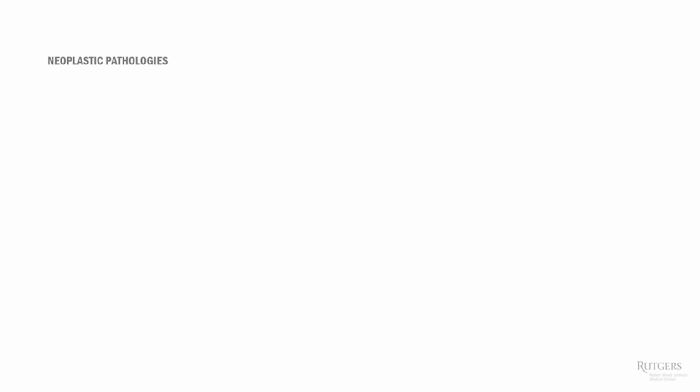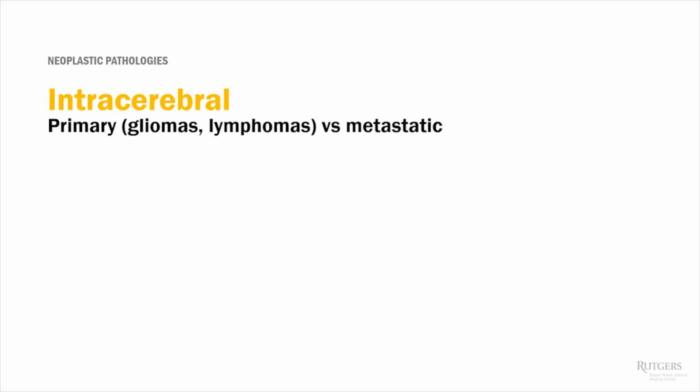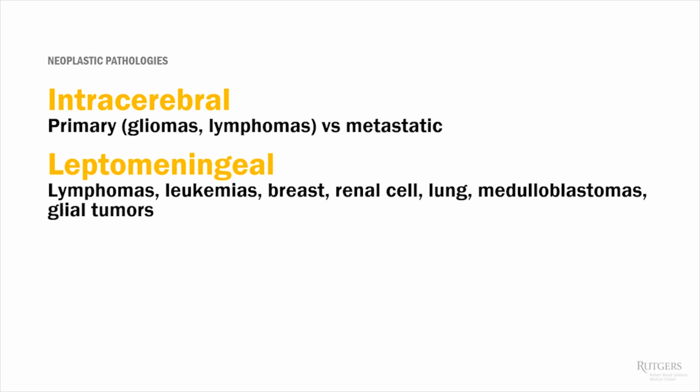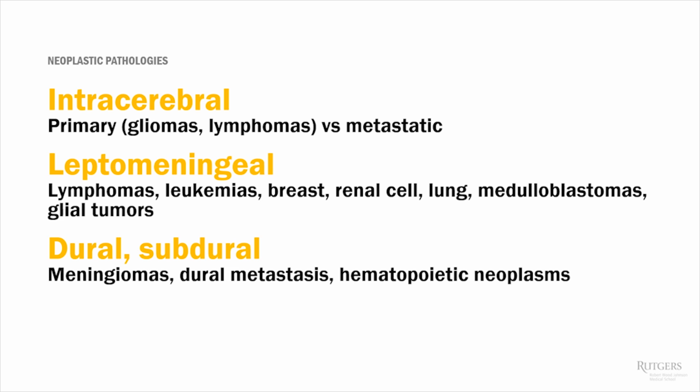Next up, tumors. Neoplastic lesions causing coma are generally either massive intracerebral tumors like primary gliomas or metastases, leptomeningeal disease like lymphomas, dural-based tumors with mass effect such as meningiomas, or pituitary tumors. That last group can cause altered mental status not by mass effect, but by its effect on the endocrine system.